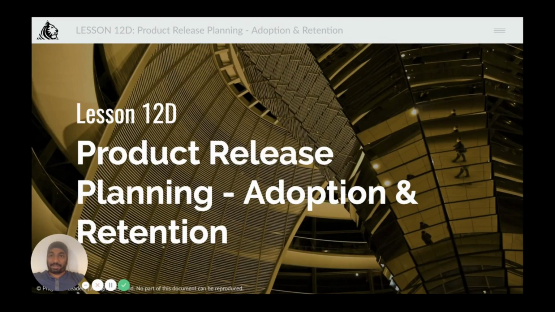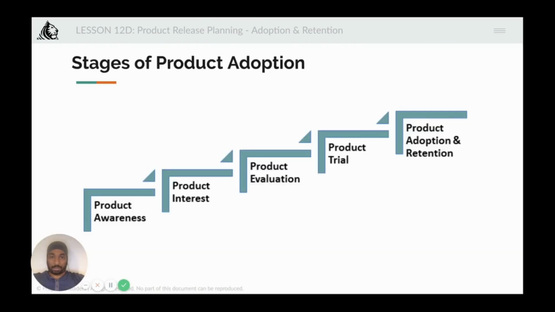Hi, now that we've understood content creation and distribution, let's talk about the next step, which is adoption and retention. On the stages of product adoption, there are five steps. There's product awareness, there's product interest, then product evaluation, then product trial, and finally, product adoption and retention.